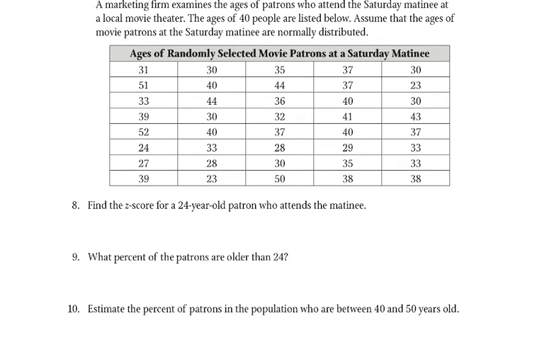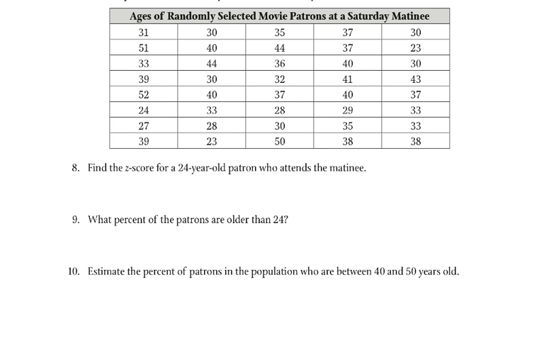Alright, so a marketing firm examines the ages of patrons who attend the Saturday matinee at a local movie theater. The ages of 40 people are listed below. Assume that the ages of movie patrons at the Saturday matinee are normally distributed. So find the z-score for a 24-year-old patron who attends the matinee. What percent of... Okay, so we need to use this data first and find the standard deviation.